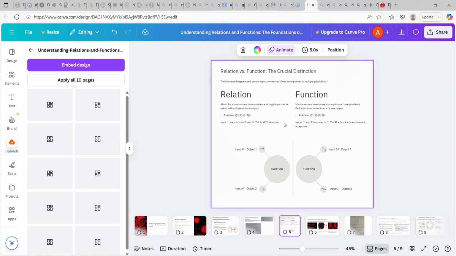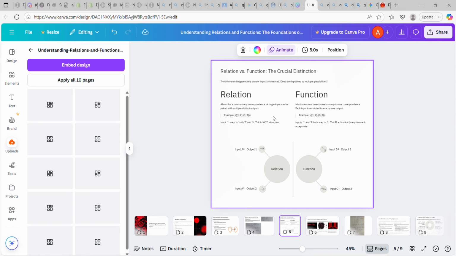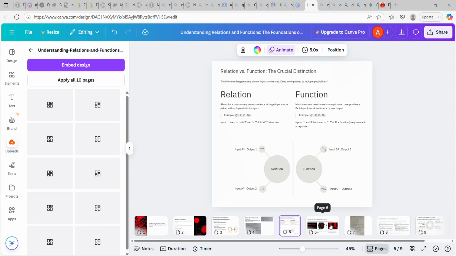Moving to the next, the difference between relation and function. A relation allows one-to-many correspondence: a single input can be paired with multiple distinct outputs. But functions must maintain one-to-one or many-to-one correspondence. Each input is restricted to exactly one output. So this is the only difference between relation and function.